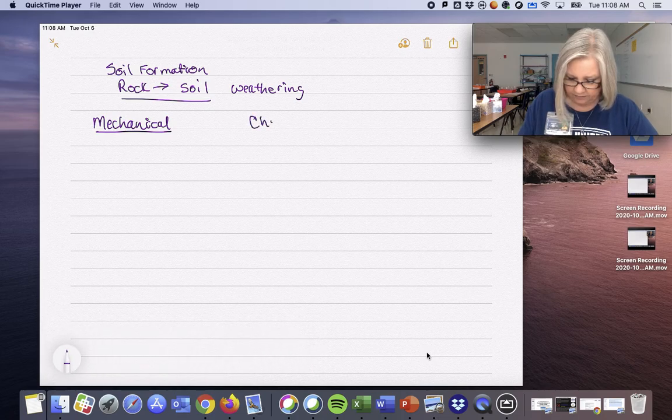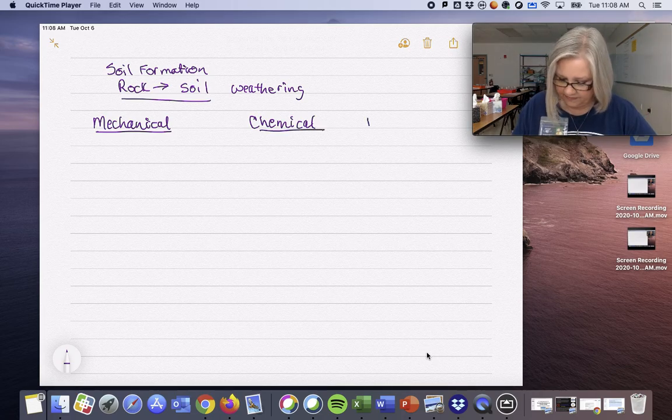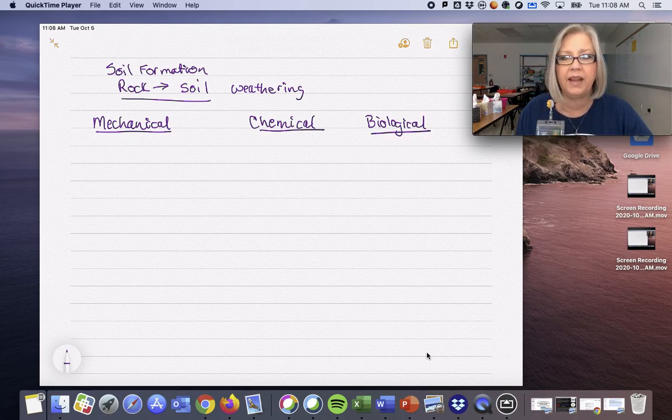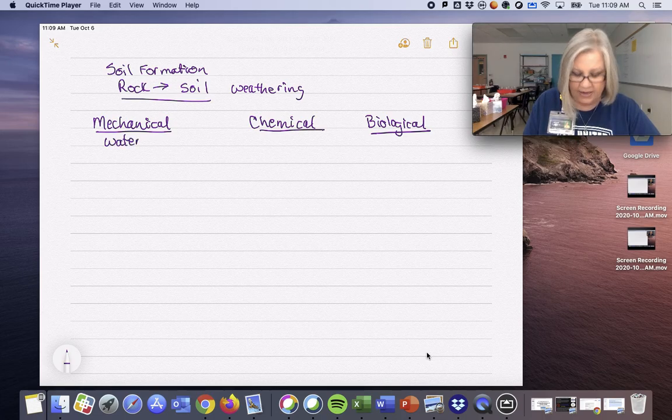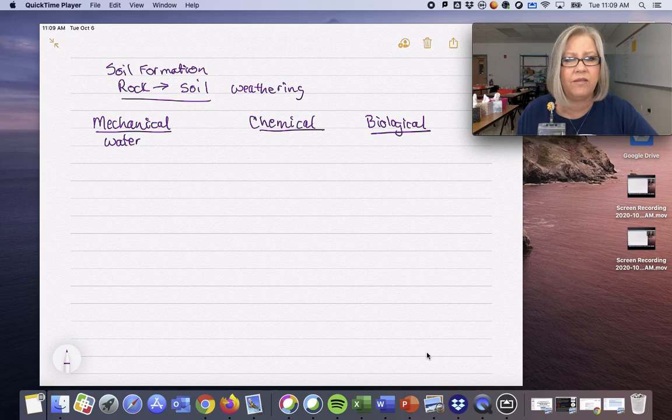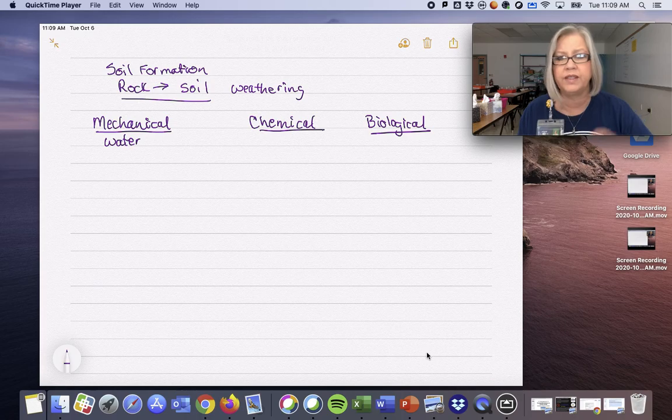And finally, we have biological. Okay, so the first thing, mechanical, it can happen in about three different ways. The first one is water. Water is a powerful weathering tool. It can move rock very easily and very quickly. If you've ever been in a place where there's been a deluge of water, you've seen rocks can actually just tumble. So water is a good one for just washing things away.